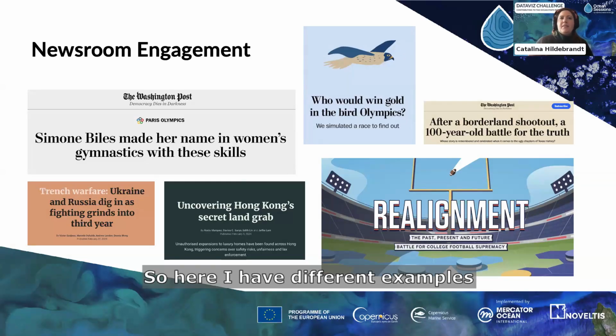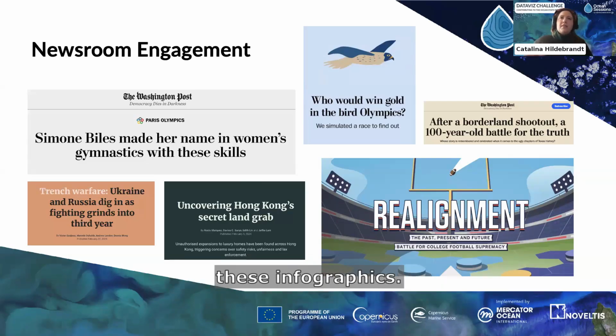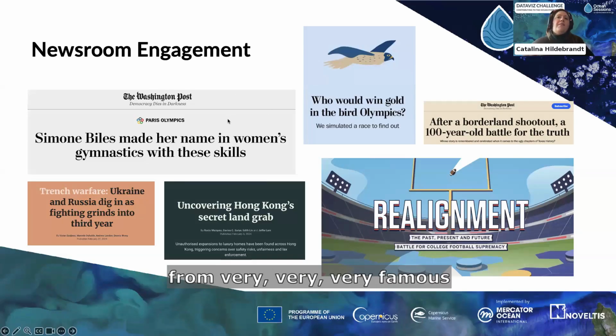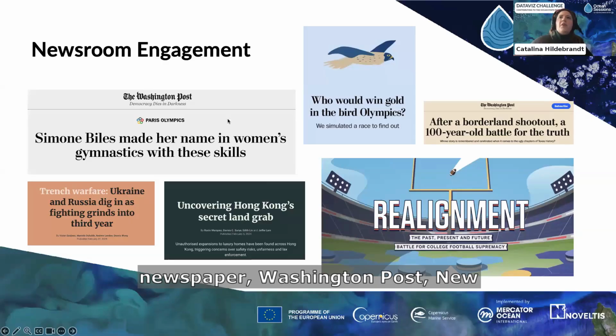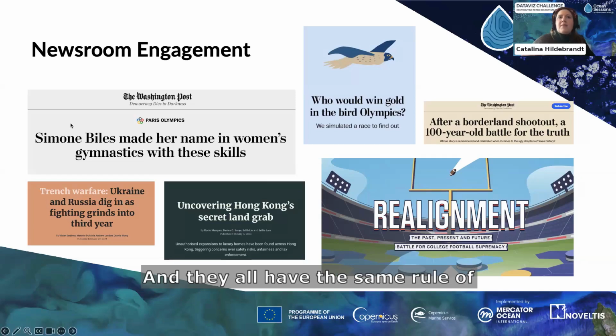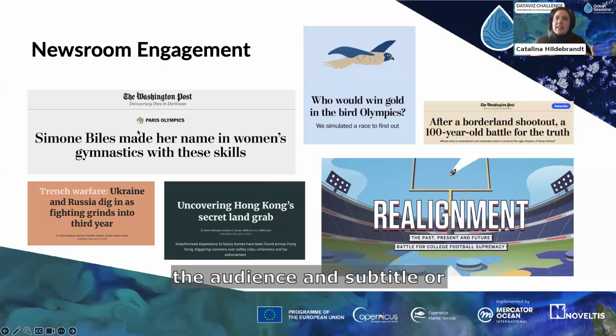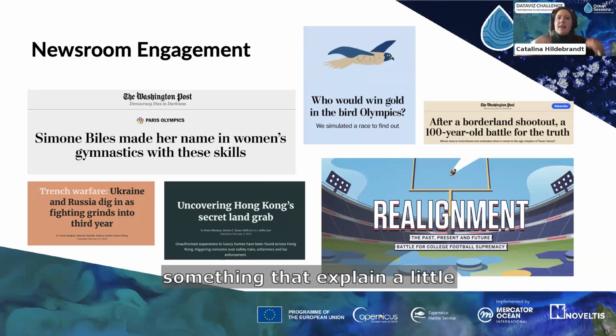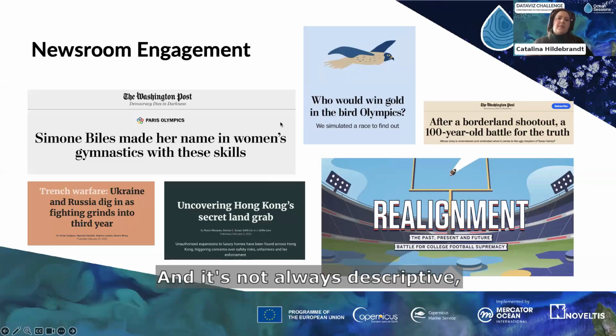So here I have different examples of what makes people engage with these infographics. These are all online infographics from very famous newspapers, the Washington Post, the New York Times, and others. They all follow the same rule: a title that engages the audience, and a subtitle or something that explains a little bit. And it's not always descriptive.